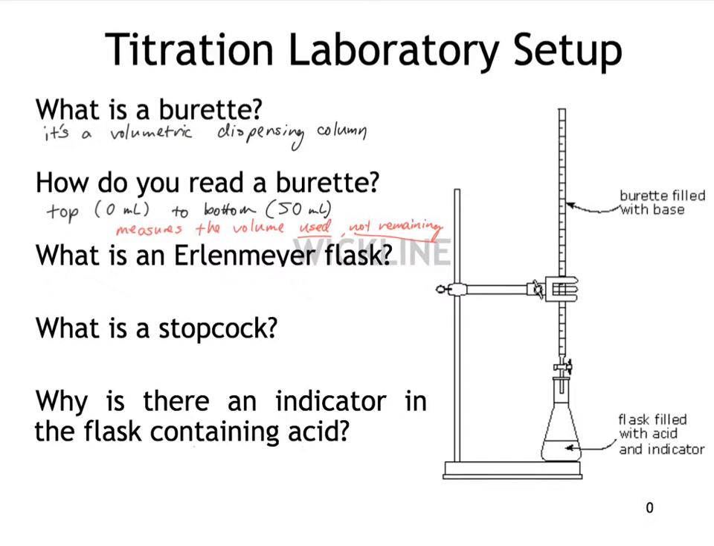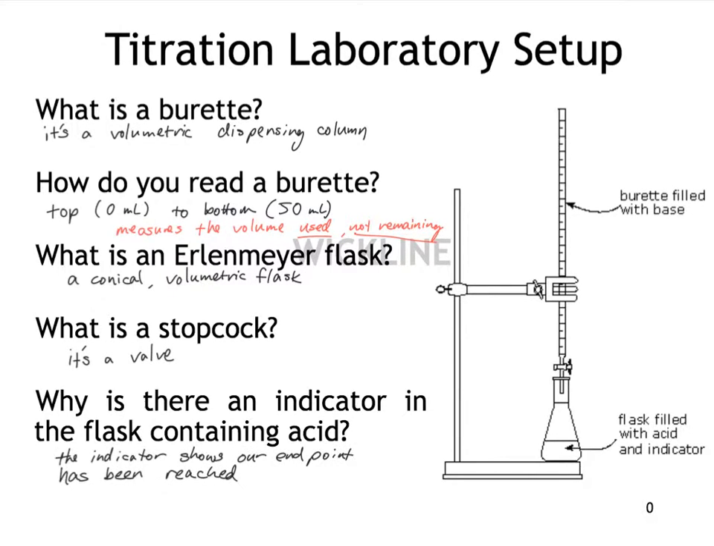The Erlenmeyer flask is down here. It's a conical volumetric flask, and the stopcock is just a valve, and the valve helps us to open the burette and allow base to flow through. And lastly, why is there an indicator in the flask containing acid? It's because the indicator will show us our endpoint, which we need to do our calculations.